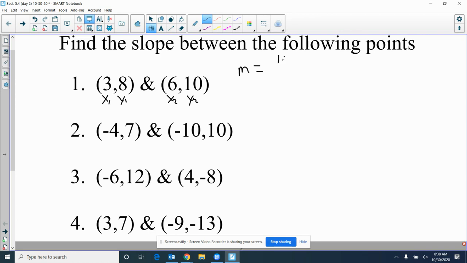Okay. We got y2 minus y1 over x2 minus x1. I'm going to get 2 over 3. And then I got to look and see if I can reduce that, which I cannot. So my slope should be 2/3 for the first one.